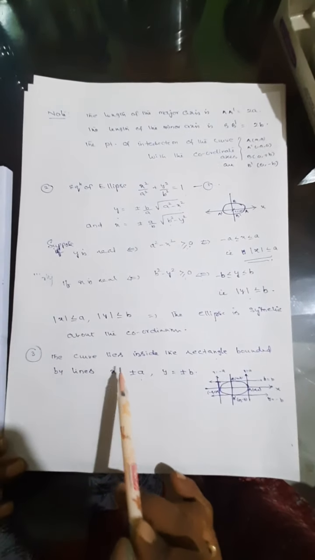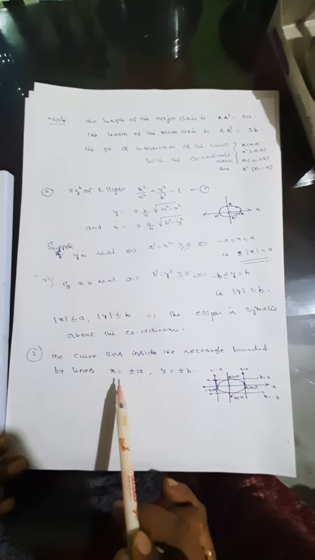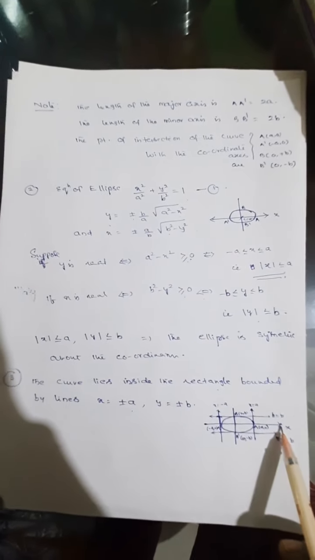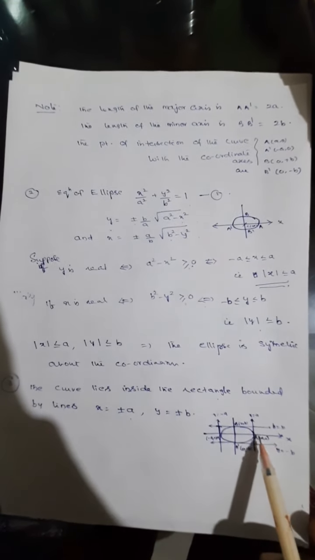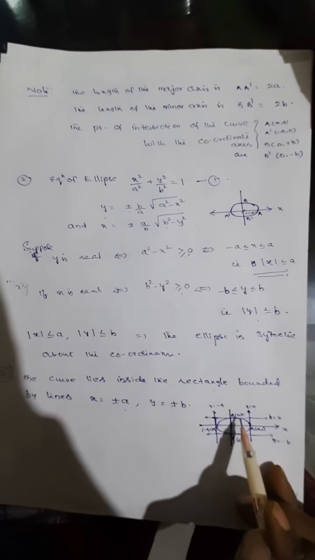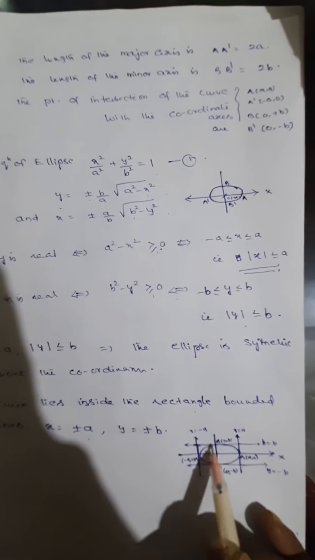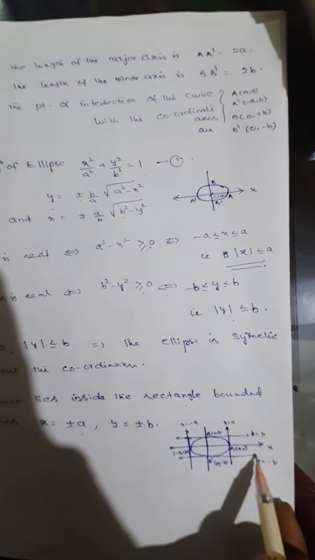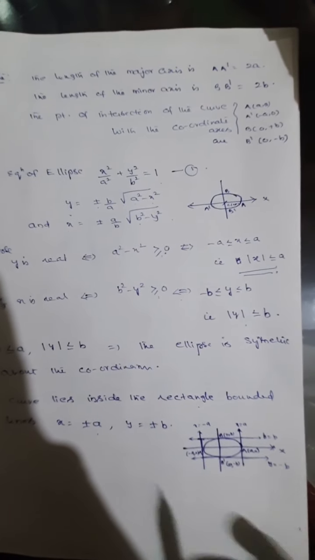Now, the third point is that the curve lies inside the rectangle bounded by the lines x is equal to plus or minus a and y is equal to plus or minus b. What is the equation of the x-axis? y is equal to 0. But this line is at a distance of b units, because the coordinates of B are (0, b). So, the equation of this line is y is equal to b. Similarly, the equation of this line is y is equal to minus b. So, these are two lines.